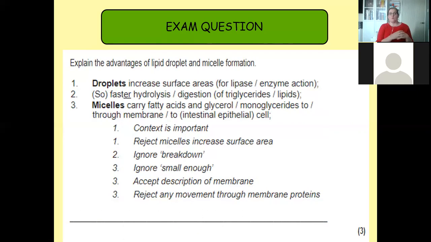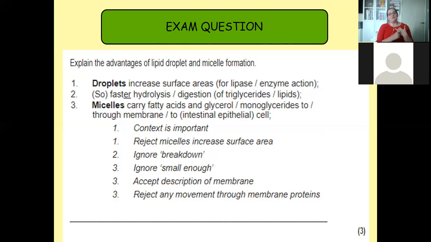Then we go on and say, well, what is the benefit of micelles? Well, micelles carry the fatty acids and monoglycerides, however you want to say it, to and through the membrane into the epithelial cell. So we actually need the micelles to carry all those parts through. We need all of those parts because they'll then reform into triglycerides inside the cell.